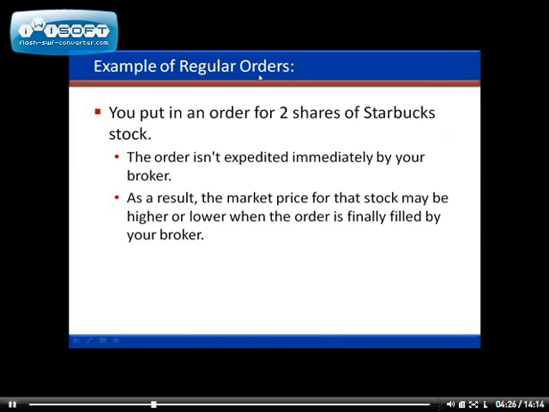So an example of a regular order: you put in an order for 2 shares of Starbucks. The order isn't expedited immediately by your broker. As a result, the market price for the stock may be higher or lower when the order is finally filled by your broker. It's the same example. I put in a worst case scenario with my McDonald's example, where I said the shares were higher. Well, it's possible that the market price for the stock may actually be lower a couple of days later. So it can work both ways.